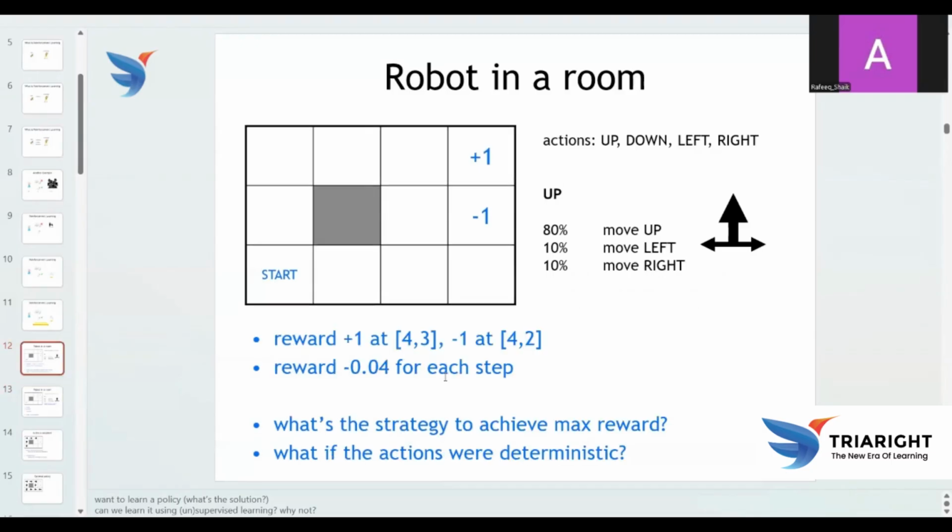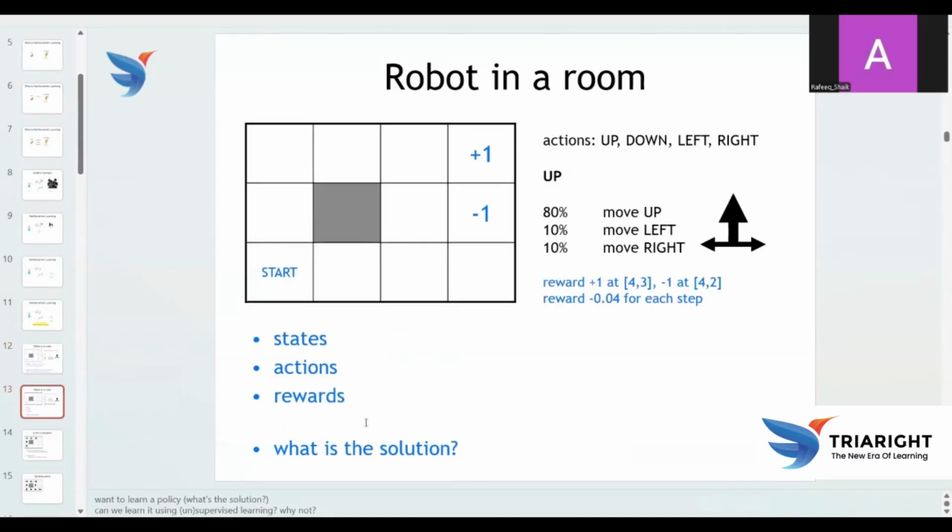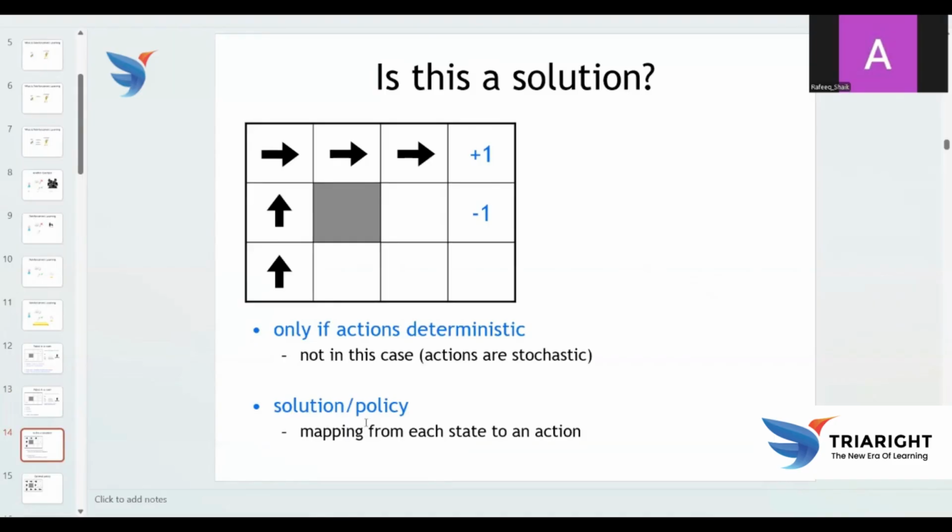So here, what's the strategy for achieving max rewards, and are the actions deterministic? Let's see the robot, the actions, and the rewards. Now, what is the solution? Let's take the robot moving up and towards the right to reach the reward. It makes the action only if the action is deterministic, not in the case where actions are stochastic.